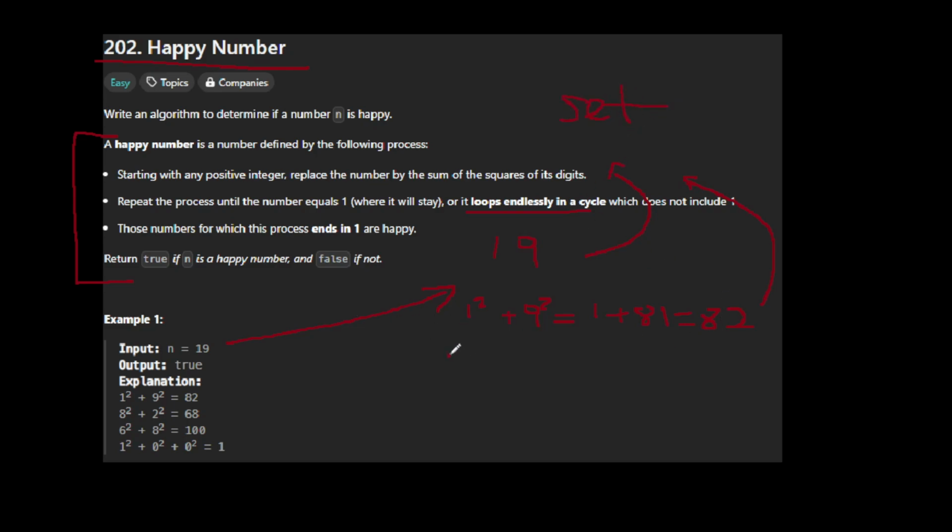Okay, so 82, we're going to take our 8 and our 2 and square them. That's going to be 64 plus 4, so 68. Same with the 6 and 8. It's going to be 36 plus 64, which is 100. Now with 100, it's 1, 0, and 0. That is going to be 1. And according to our description, which is right here, if it ends in 1, it's happy, so we're going to return true. And else, if we find the sum in the set, we're going to return false. So let's go ahead and code this up.